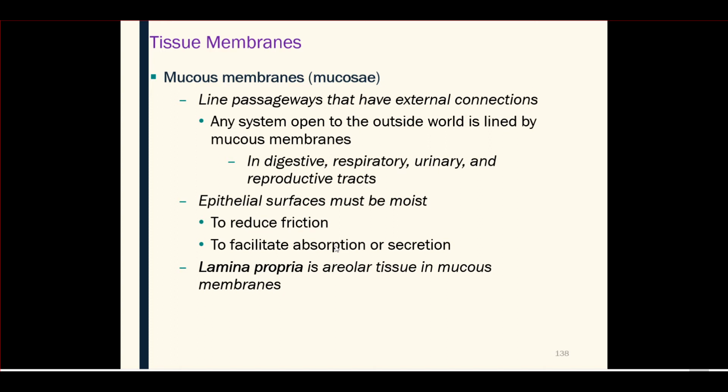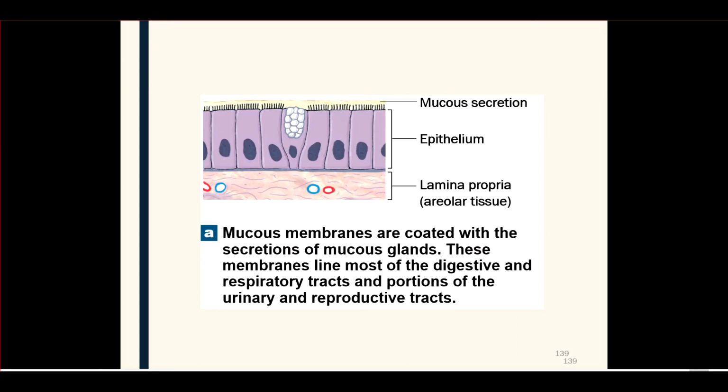Now, the areolar connective tissue underneath the epithelium in mucous membranes has a name. We call this the lamina propria. And again, that's a term you use, especially when you're in the lab looking at these mucous membranes under the microscope. We call it the lamina propria, but all it is, it's the areolar connective tissue underneath the epithelium.